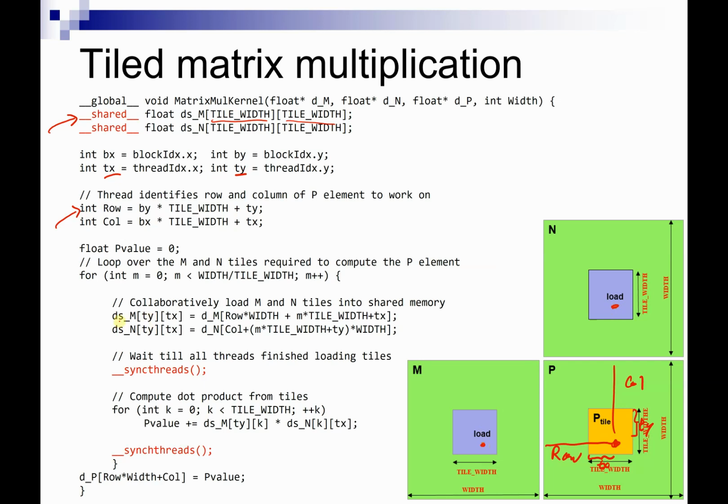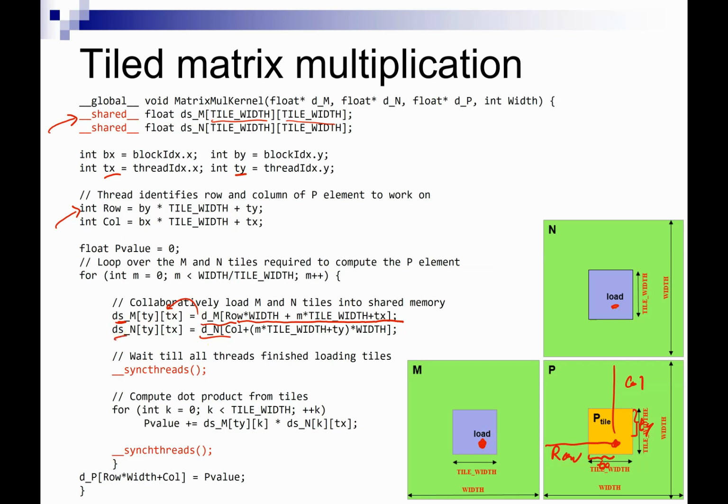What we see here is that we're going to load this element from D, which stands for device memory, which is the global memory. We're going to load it from the correct position in the global memory. You can work out this computation yourself, but it's basically where this item is located in M. Then we load it into index ty, tx in the shared memory, which is indicated by this little s over here. And we do the same thing for N, loading it from the global memory into the shared memory.